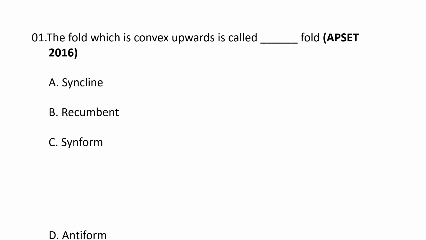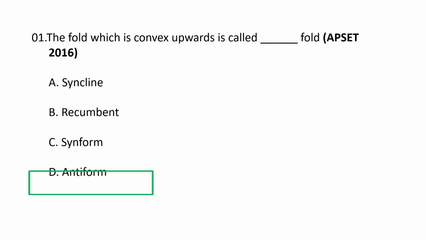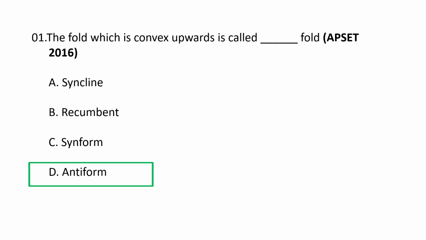Coming to the first question. The fold which is convex upwards is called dash type of fold. A. Syncline. B. Recumbent. C. Synform. D. Antiform. The correct option goes as D. Antiform. A fold that is convex upwards is an antiform. An antiform's shape is defined by its upward facing convex up structure, which is similar to an anticline, though the key difference is that an antiform's core does not necessarily contain the oldest rocks.